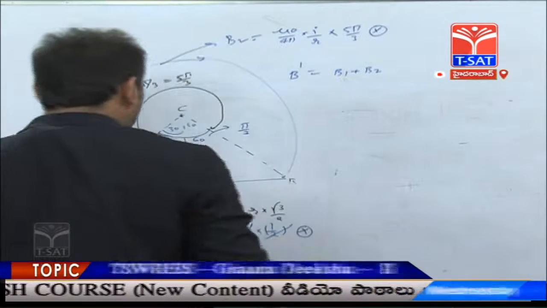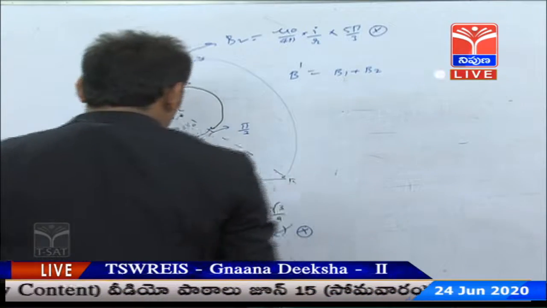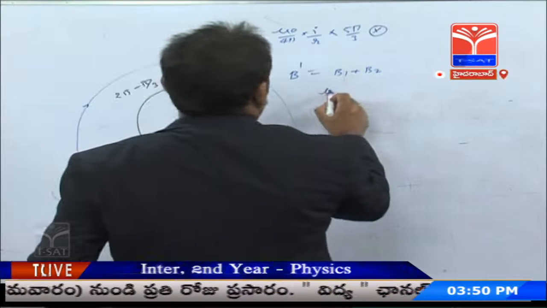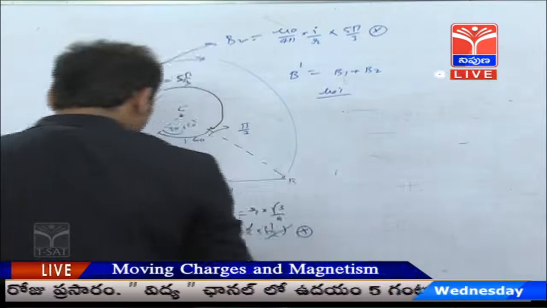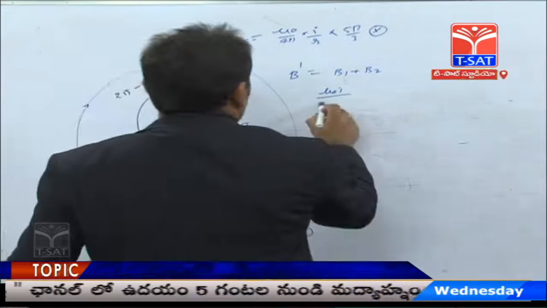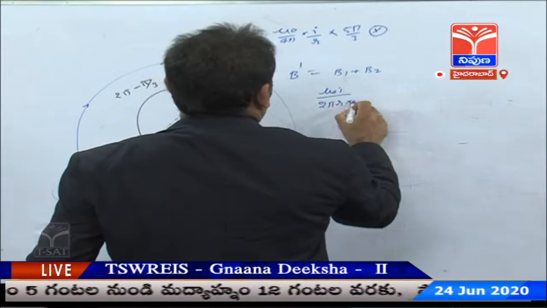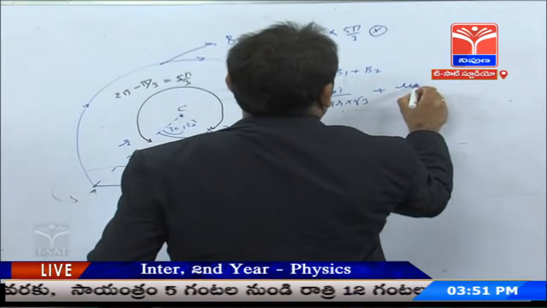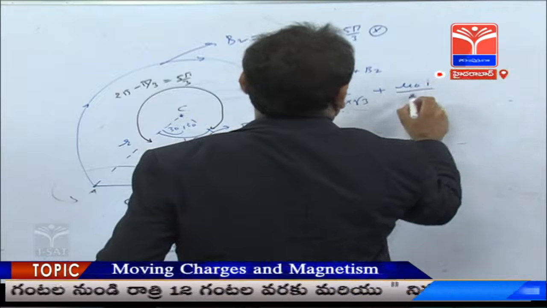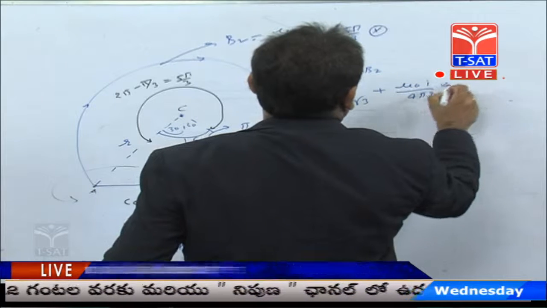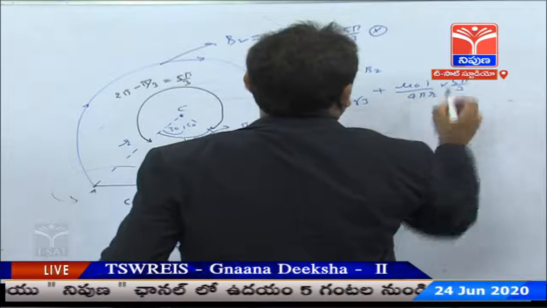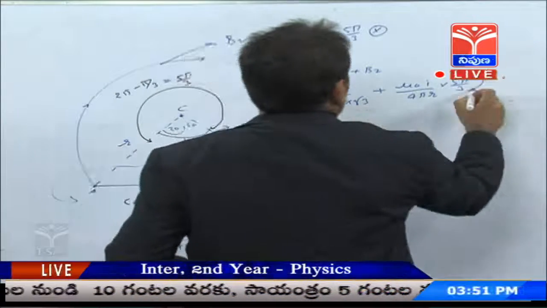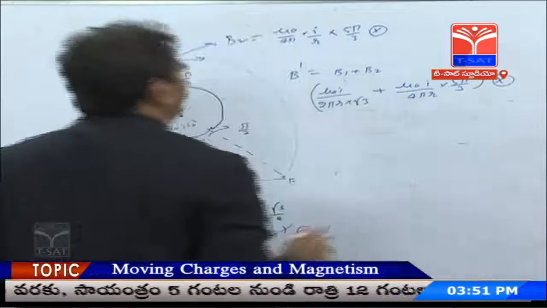So, B1 value you already know, mu naught I by 4 pi r, the 2s get cancelled, mu naught I upon 2 pi r into root 3, plus this is equal to mu naught I upon 4 pi r into 5 pi upon 3. Therefore, the net magnetic field also acts into the page.